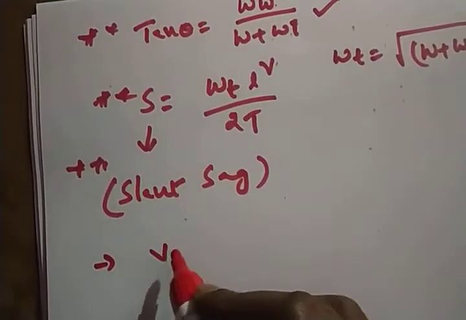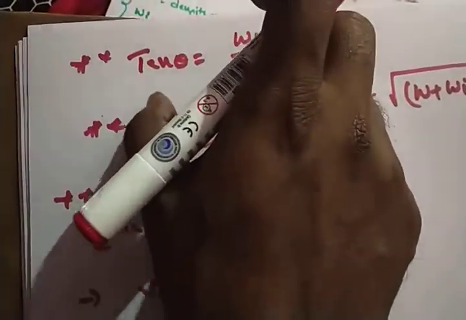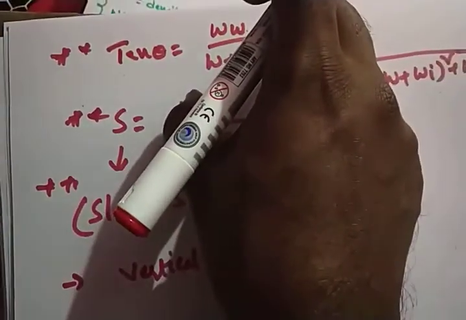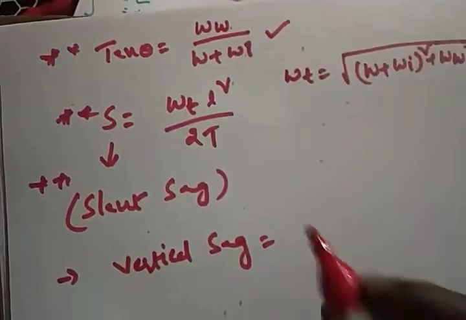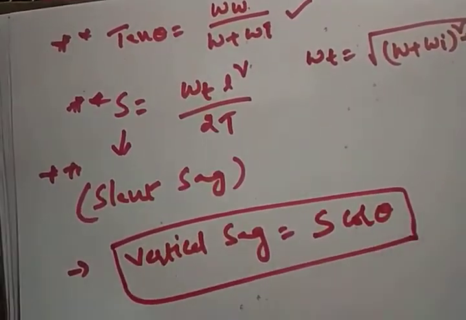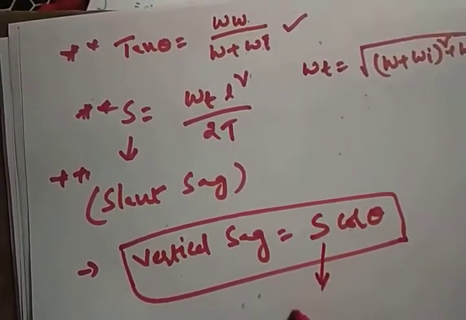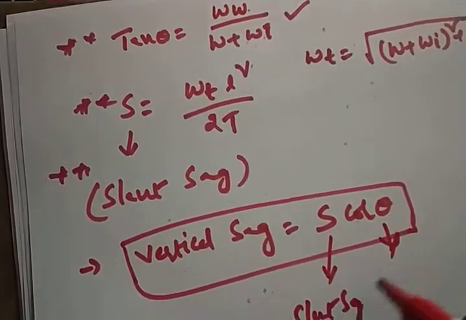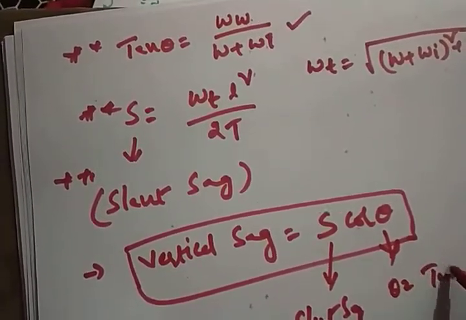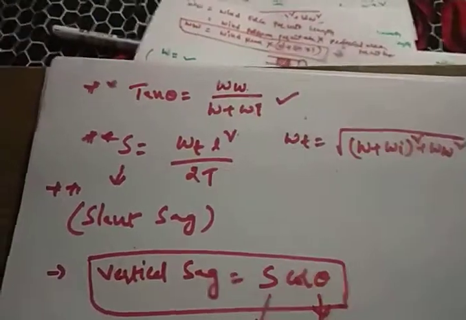One more formula, vertical sag, because it is like the vertical angle, na? So under the vertical angle, definitely there will be a vertical sag. This is the theoretical formula to calculate the sag value. And for vertical sag, one more formula is S into cos theta. When you calculate the theoretical slant sag, then you have to calculate the vertical sag. S is nothing but the slant sag. Now to calculate cos theta, you know theta is tan inverse of WW by W plus WI. So these three formulas are very, very important.